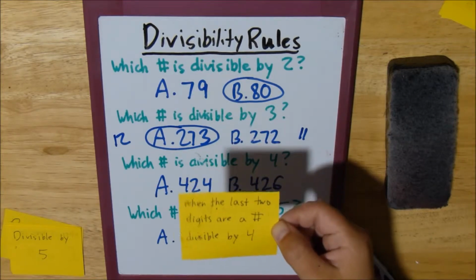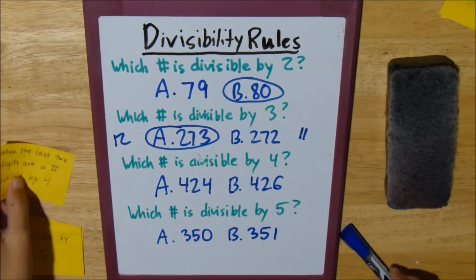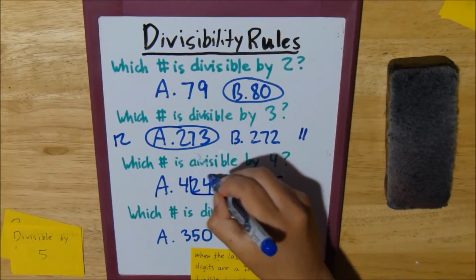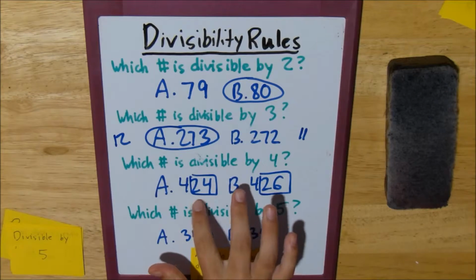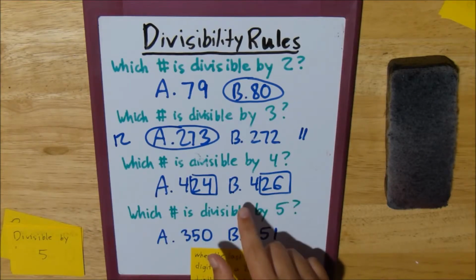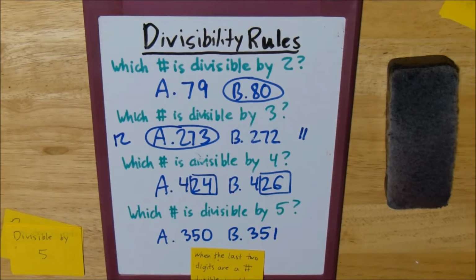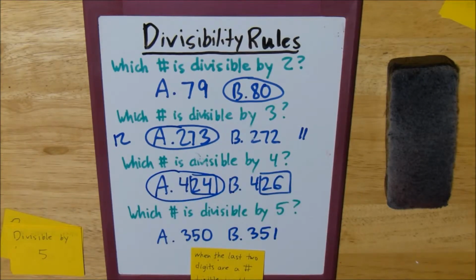Any number is divisible by 4 when the last two digits are a number divisible by 4. So, with this rule, we essentially just look at these two numbers. You can see that the last two digits make up 24 for A and 26 for B. Now, I know that 26 is not divisible by 4, right? Evenly, it's not divisible. It'll have a remainder. 24, on the other hand, is divisible by 4. You get 6. 6 times 4 is 24. So, A is divisible by 4.